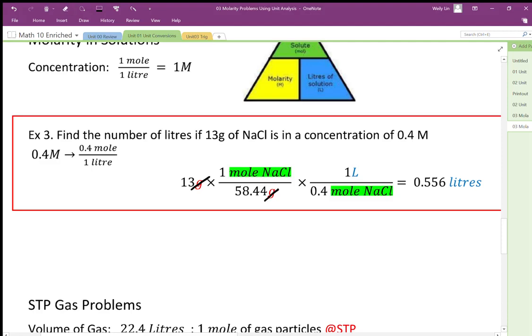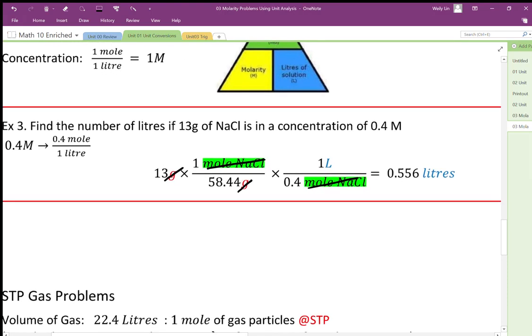Once I have established that, then I use my molar concentration, 0.4 moles of NaCl to 1 liter. And again, to determine whether I'm going to times or divide, I just make sure that my units are going to cancel out. So moles on top here, moles on bottom here, they cancel out, and I'm left with liters as my units. Working this out, I have times on top, divide on bottom, so this just becomes times 13, divide by 58.44, divide by 0.4, and that leaves me with 0.556. And the units then become liters because that's my units that are left over.